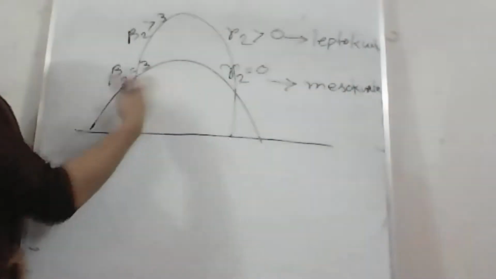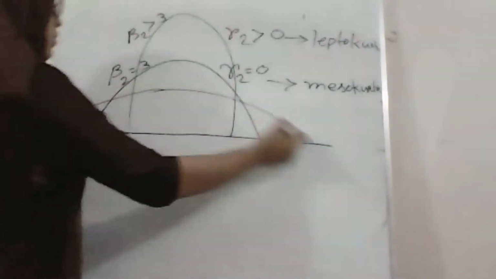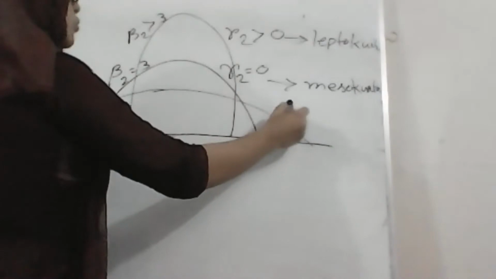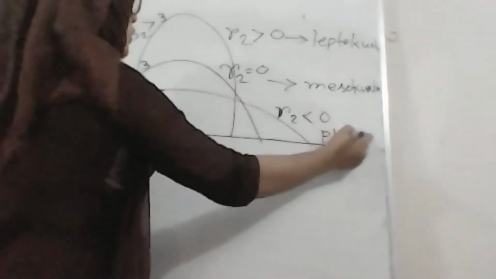If it is expanded, so this is gamma 2 less than 0 and beta 2 is less than 3. It is platycardic.